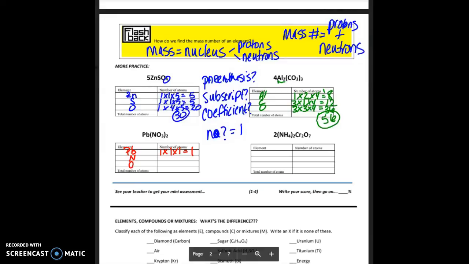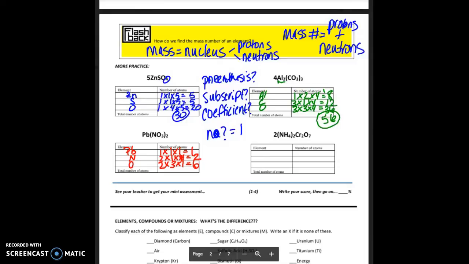Nitrogen, there is a parenthesis, which is a 2. There is no subscript, and there is no coefficient. So that gives us 1 times 1 times 1. Sorry, I messed that up. Giving us 2. 2 times 1 times 1 is 2. And then we have our oxygen. Our oxygen has a parenthesis of 2. It has a subscript of 3 and no coefficient, giving us a total of 6 oxygens.